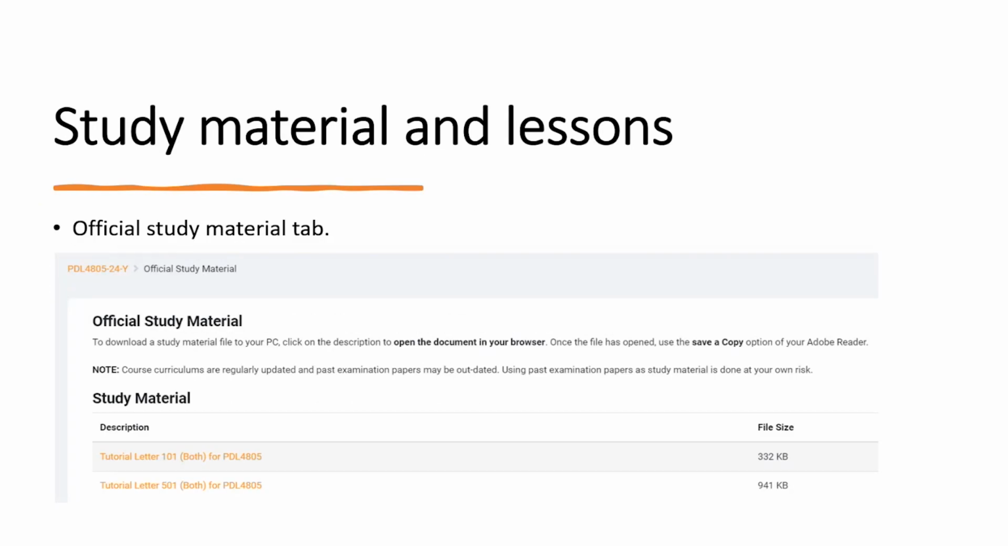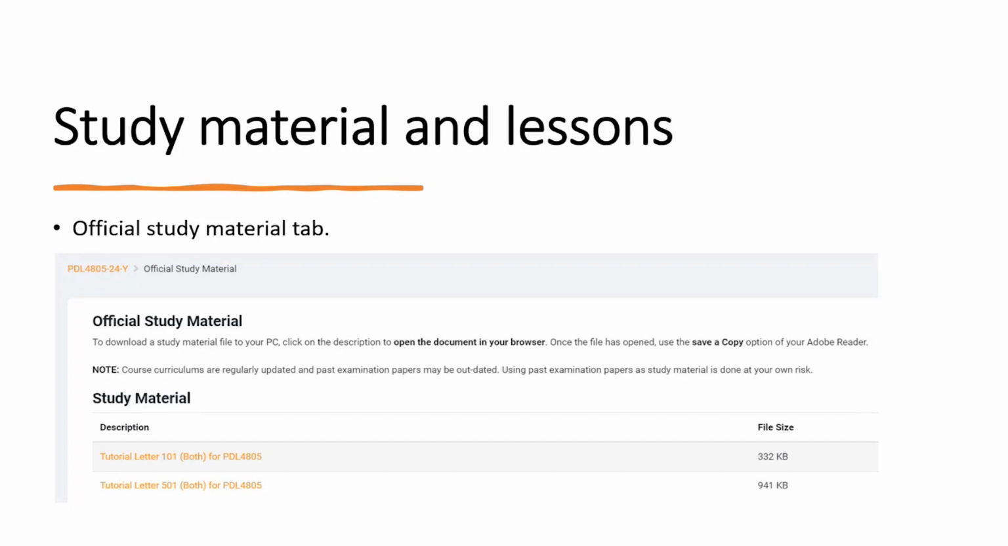You will see on the module site in the welcome message that there is a link to a YouTube recording where the module site orientation is covered. I just want to draw your attention to the study material and the lessons. On the right-hand side of the module site, there is the official study material tab, and that is where you will find tutorial letter 101, the document that explains the structure of the study. It gives you the assessment plan and the assessment criteria.